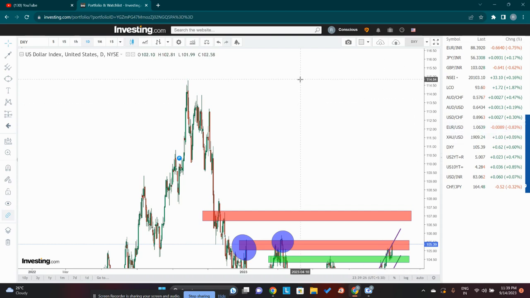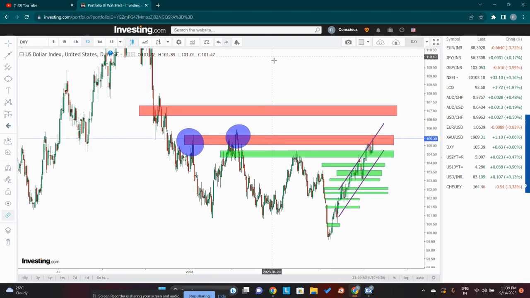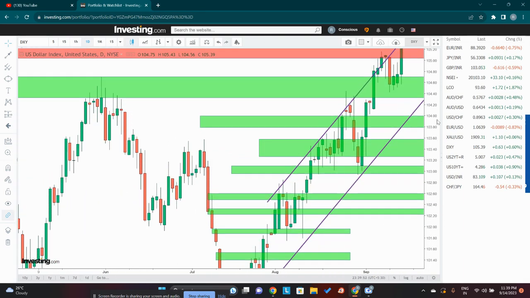But when DXY rallied to around 115, the euro for the very first time in its history went below the $1 mark. So you can imagine what catastrophe it would be if the dollar index rallies here. At the same time, when the dollar index went to here, gold crashed to almost 1600 levels. So you can see the dangers of a DXY rally.